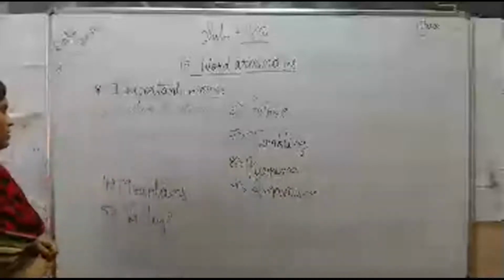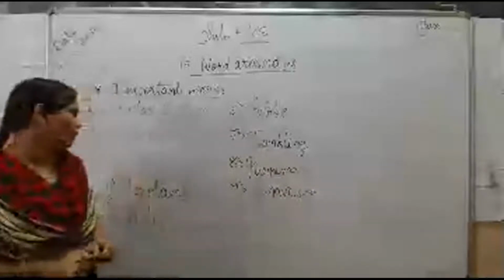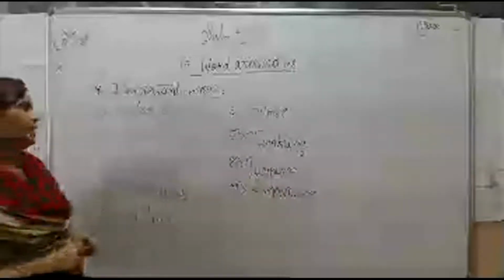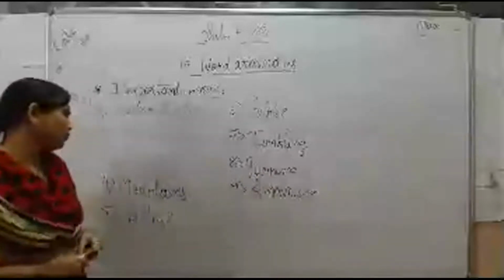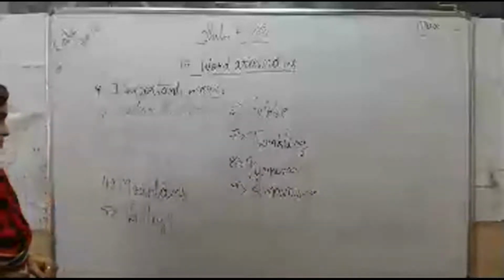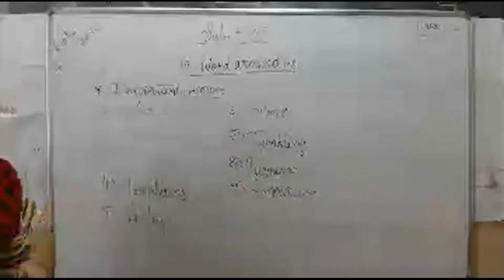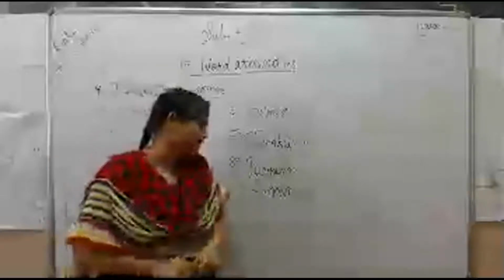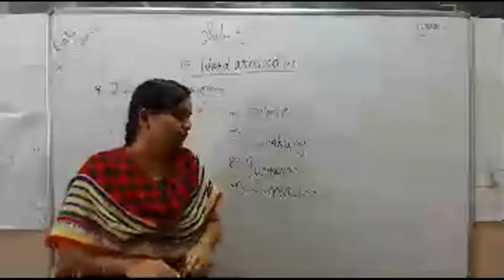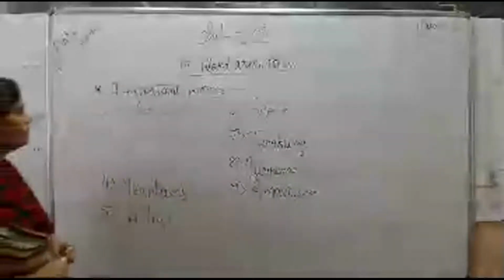What is it? Solar system. Revolve. Plains. Mountains. Valleys. Purnima. Amavasya. These are the important words.